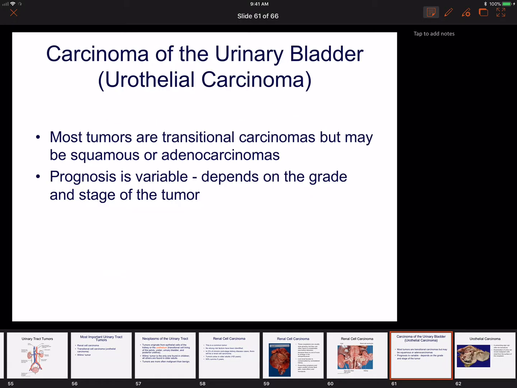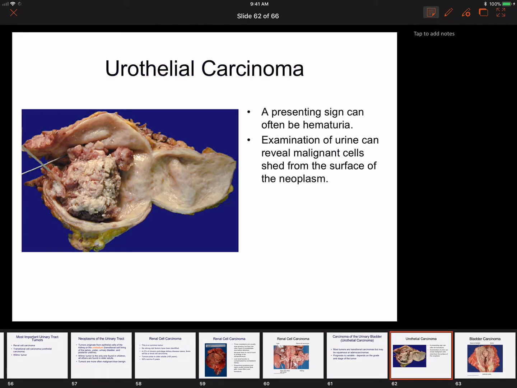The other type is urothelial carcinoma. This is very common, and it affects the transitional epithelium within the urinary tract. These tumors usually present with hematuria, and examinations, particularly pathological histological examination, will show malignant cells shedding from the surface of that tumor.